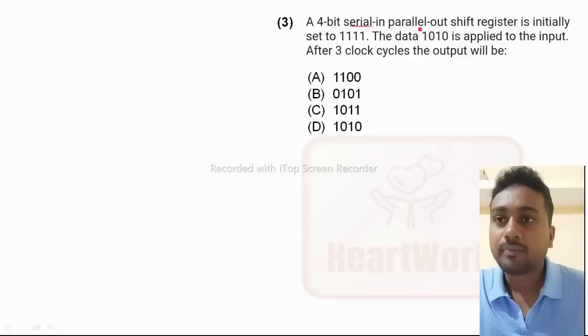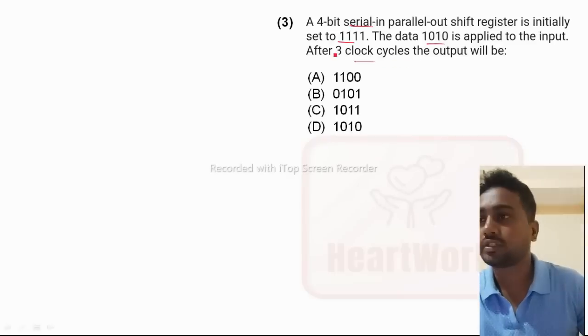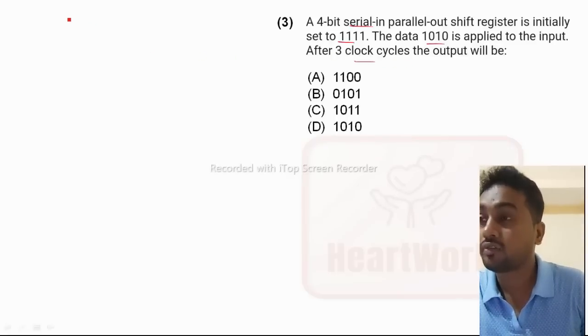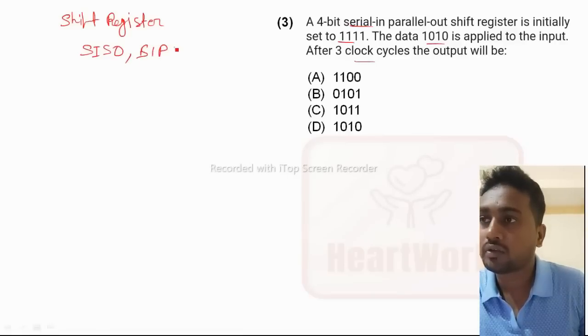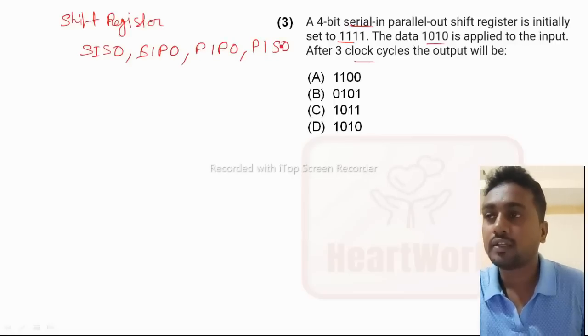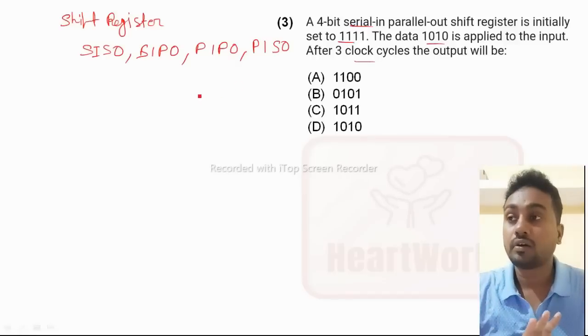Next. A 4-bit serial in parallel out shift register is initially set to 1111. The data 1010 is applied to the input. After 3 clock cycles, the output will be? So shift register. There are 4 types of shift registers. First is SISO, that is serial in, serial out. Then serial in, parallel out, and parallel in, parallel out, and parallel in, serial out. These are the 4 types of shift registers.